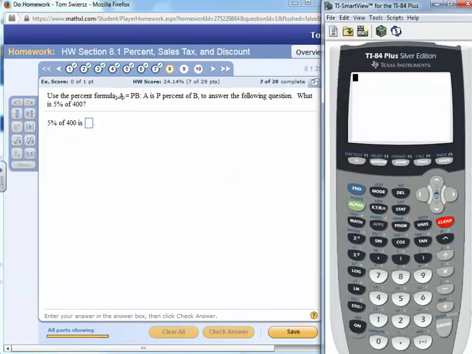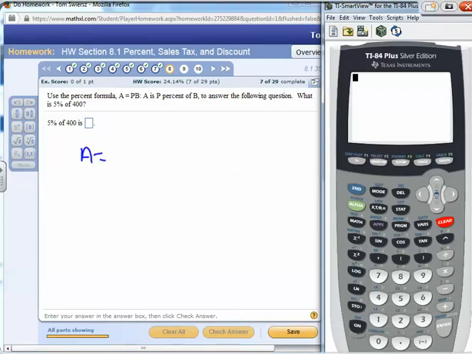Use the formula, the amount is the percentage times the base, to answer the following question. What is 5% of 400? So we're missing here the amount, right? We're missing the value, the amount. The percentage, when you're doing an equation, you change it to a decimal. So 5%, move it over 2 places, would be what? 0.05. You multiply by the base, the total, which is 400, and there's your answer.